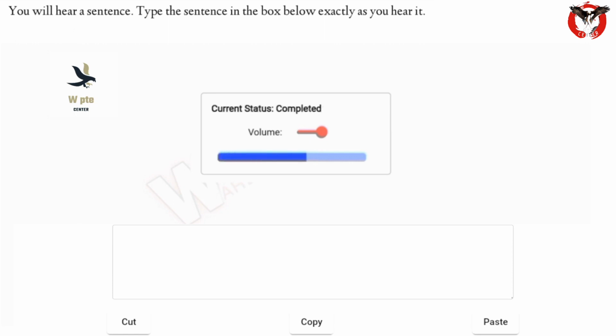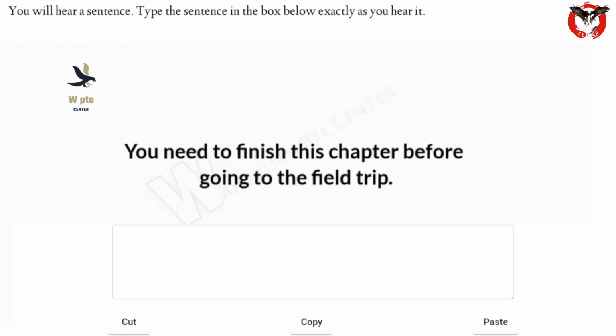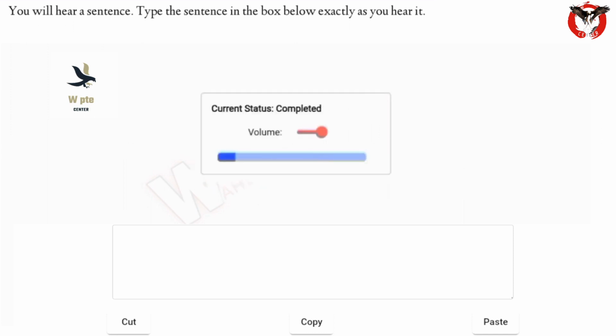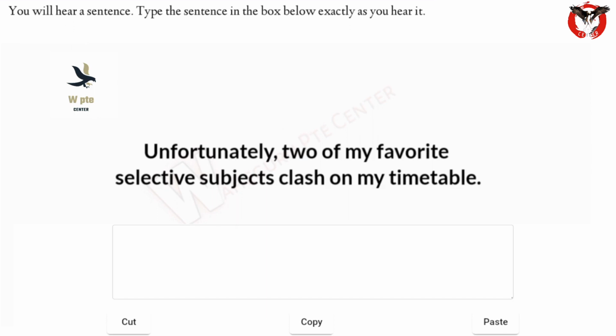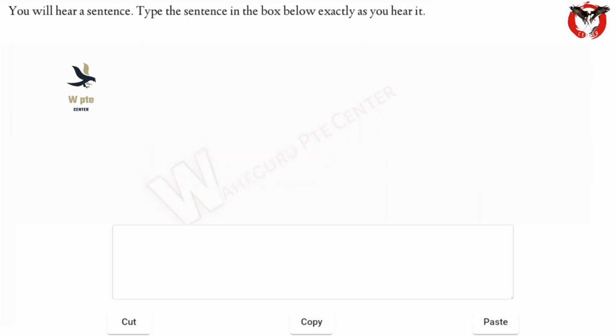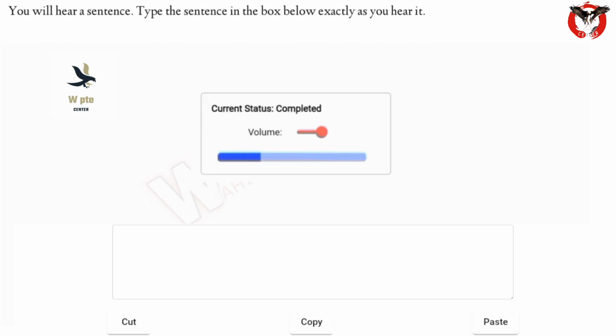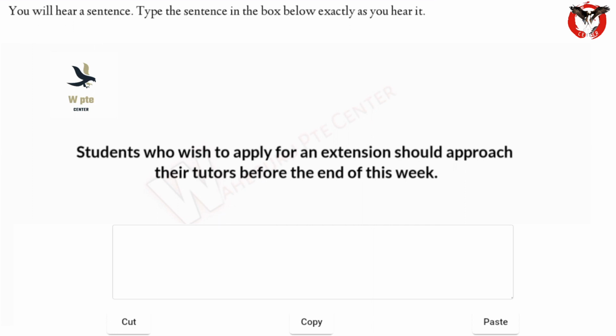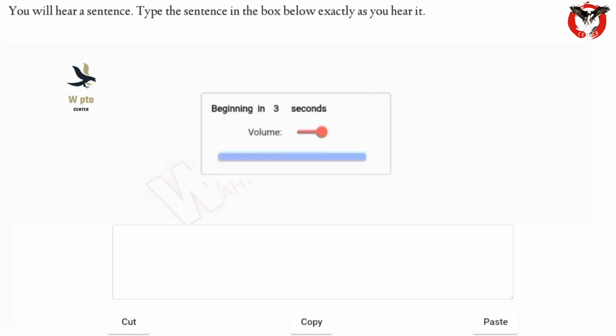You need to finish this chapter before going to the field trip. Unfortunately, two of my favorite selective subjects clash on my timetable. Students who wish to apply for an extension should approach their tutors before the end of this week. Our log books make up 5% of total marks.